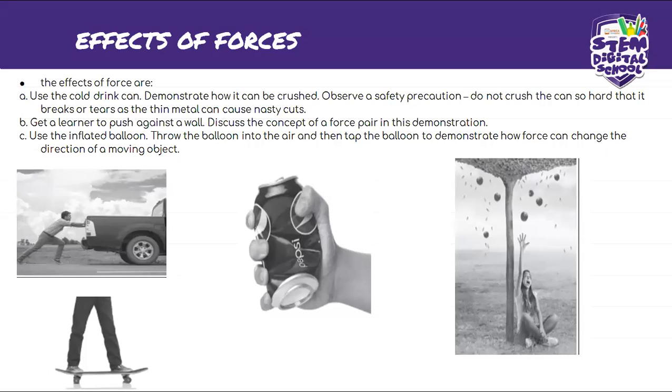Okay, so let me just explain this. The force pairs in this diagram: this guy is pushing the car. So the first force is the force of the man on the car. And the second force is the force of the car on the man. So these are the force pairs when you are pushing against a car. I hope you understand that.